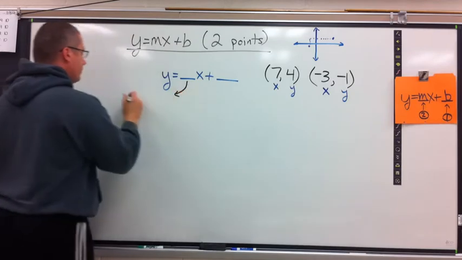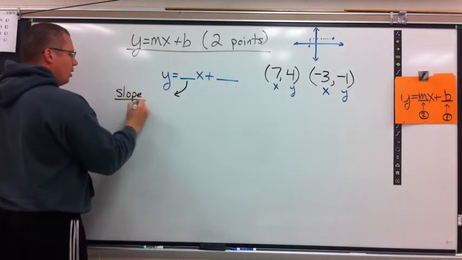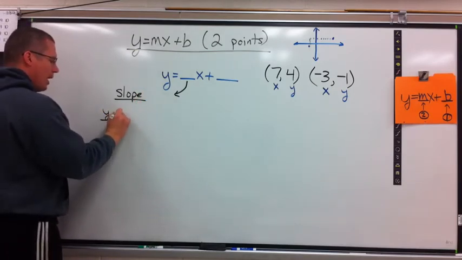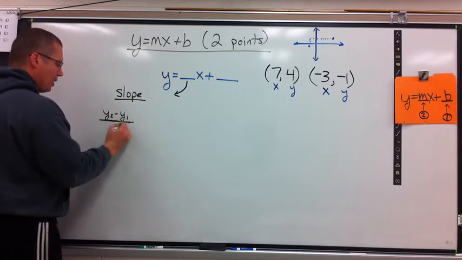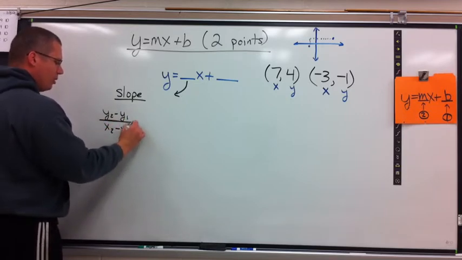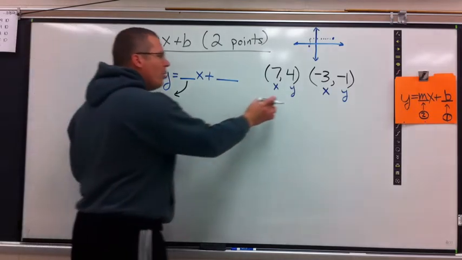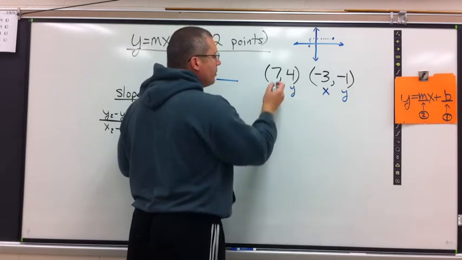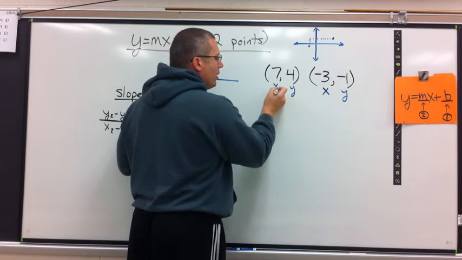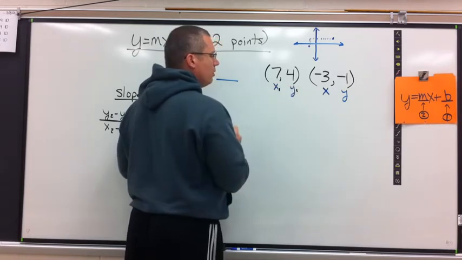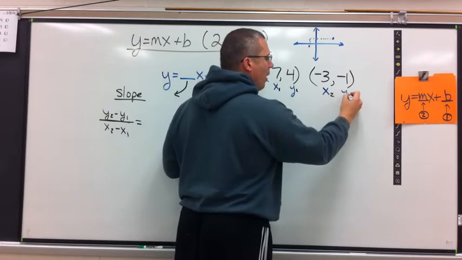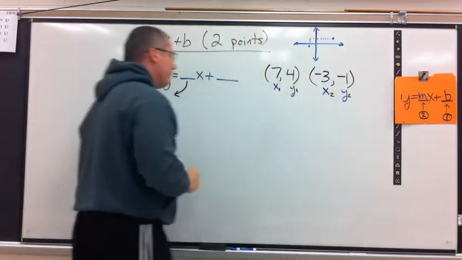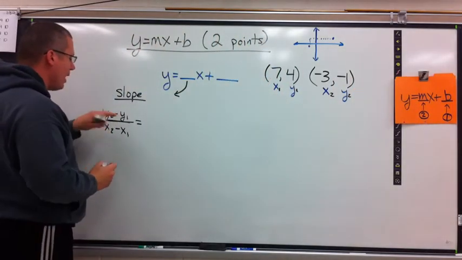Let's start with slope. Luckily we know how to find slope with two ordered pairs. My formula is y2 minus y1 all over x2 minus x1. If I look at my ordered pairs, here's an x, there's an x, everywhere an x. But which is which? This is my first ordered pair, so I'm going to call that x1, y1. This is my second ordered pair, so I'm going to call it x2, y2. If I had a third ordered pair, what would I call those? x3 and y3.